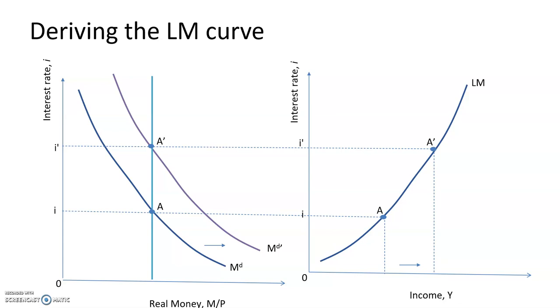So figure B plots the equilibrium interest rate i on the vertical axis against income on the horizontal axis. Point A in figure B corresponds to point A in figure A, and point A prime in figure B corresponds to point A prime in figure A. More generally, equilibrium in financial markets implies that the higher the level of output, the higher the demand for money, and therefore the higher the equilibrium interest rate. This relation between output and the interest rate is represented by the upward sloping curve in figure B and is called the LM curve.